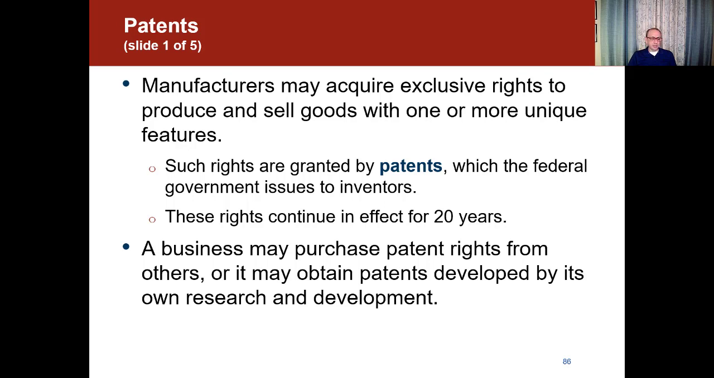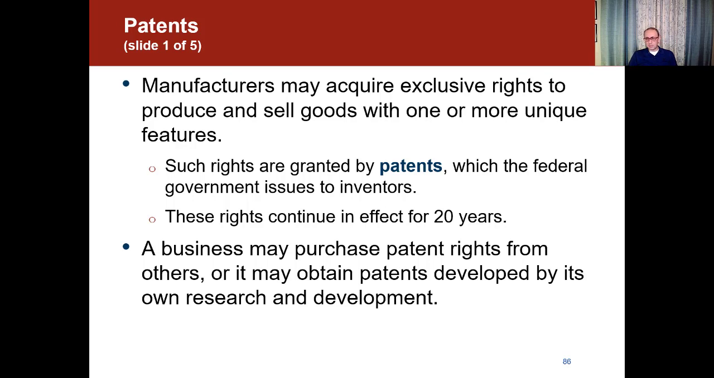So any kind of simple item, something like I have here, a stapler, you can see that this has a patent. The way it works maybe has a patent right. So if another company wants to produce or sell something similar to this, they have to have the patent right. These rights continue in effect for 20 years. After 20 years, it just belongs to everybody. So the federal government issues this patent right only for 20 years. After that, it's owned by anybody.